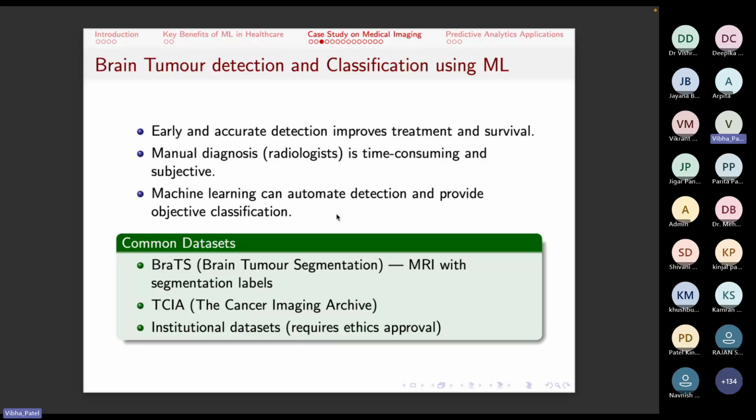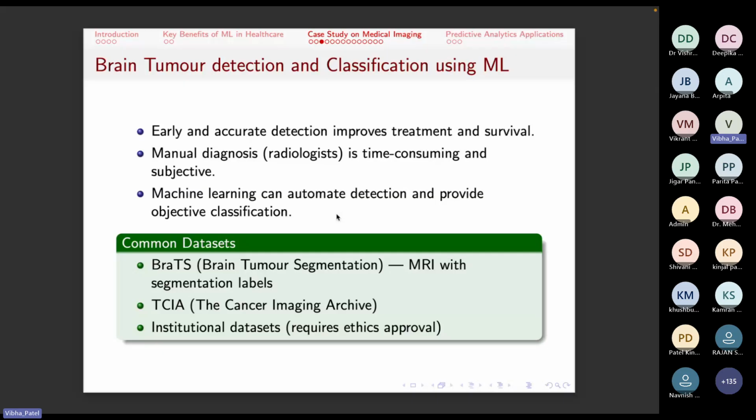However, the task can be done early and accurately if we take support of this kind of tool for treatment purposes. Because at times manual diagnosis may be time consuming and it is subjective. If you are using ML algorithms, they will give an objective classification, which includes various parameters. What is the size of the tumor? What is the volume contained within it? How much gray matter exists? What is the black matter or white matter that exists in it?